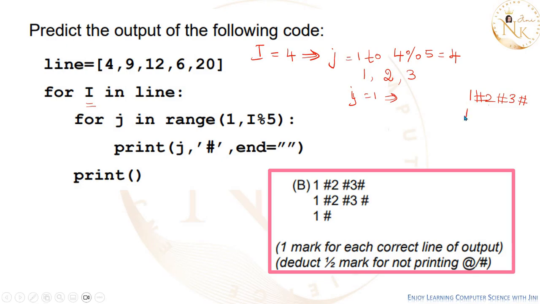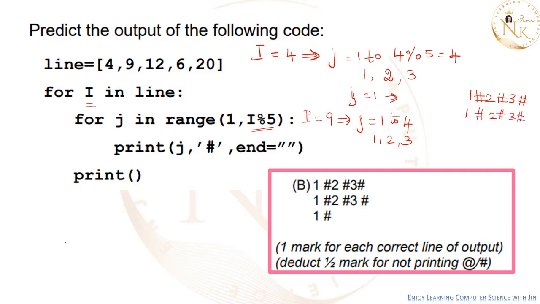Okay. Now, what is the next value of I? I is equal to 9. When I is equal to 9, J takes the value 1, 2. What is 9 modulus 5? The remainder is 4. So the same thing will be repeated. J takes the value 1, 2, 3. So the same output will come here also in the second line.